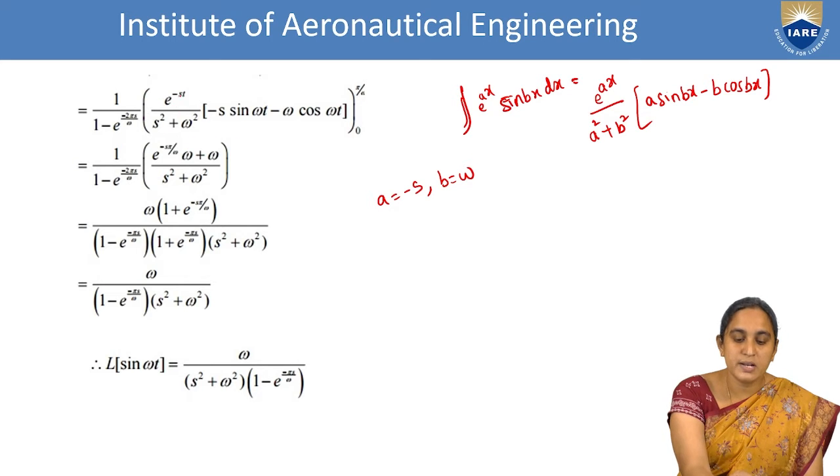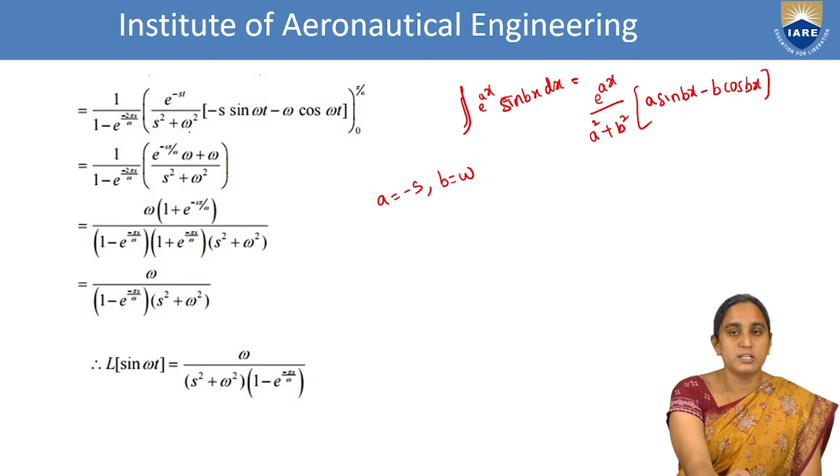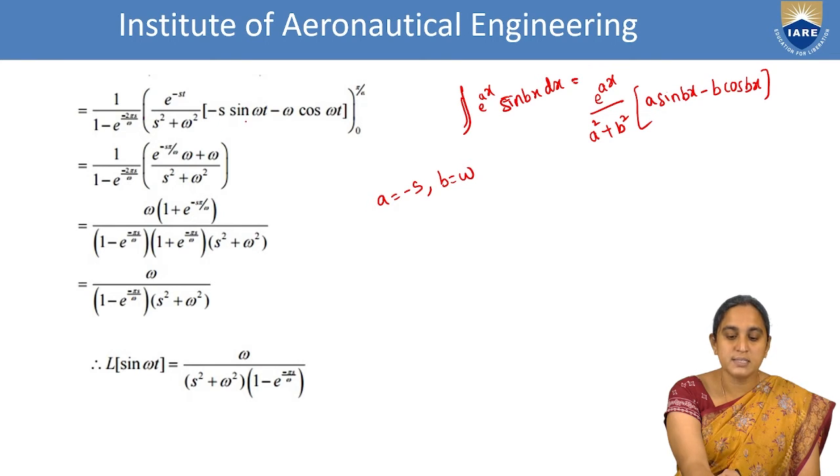That is e power ax. What is a here? Minus s into t by a square plus b square. What is a here? s. And what is b here? w. Into a sine bx: a means minus s and sine bx. That means b as w, that is sine wt, minus w. That is b cos bx. What is b here? w into cos bx, that is cos of wt.